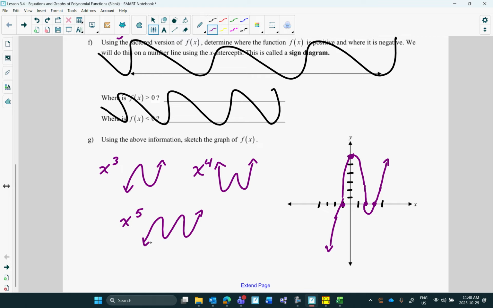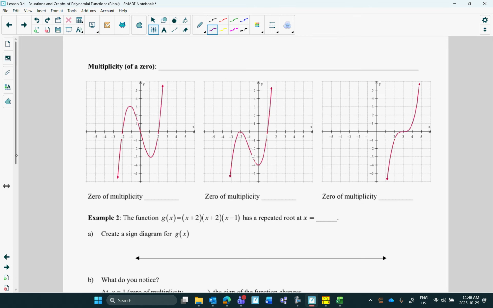You need to find the x-intercepts. You need to find the y-intercept. You need to take the shape of the graph that you know it's going to be, and you need to fit it through those points. But sometimes we may run into a problem. Not a problem, a situation. Okay.